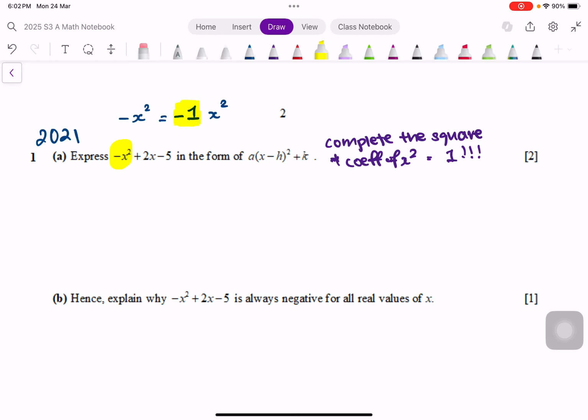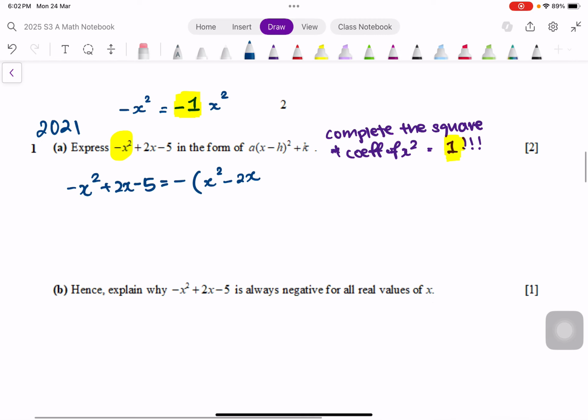Okay, so -1 of course is not the same as 1. So that's why I must make it into 1. So let me write down the expression here. So how to change -1 to become just +1 is very simple. I take out the negative sign. Now notice that when I take out the negative sign, all my other signs, like +2x here, now becomes -2x, -5 here now becomes +5.